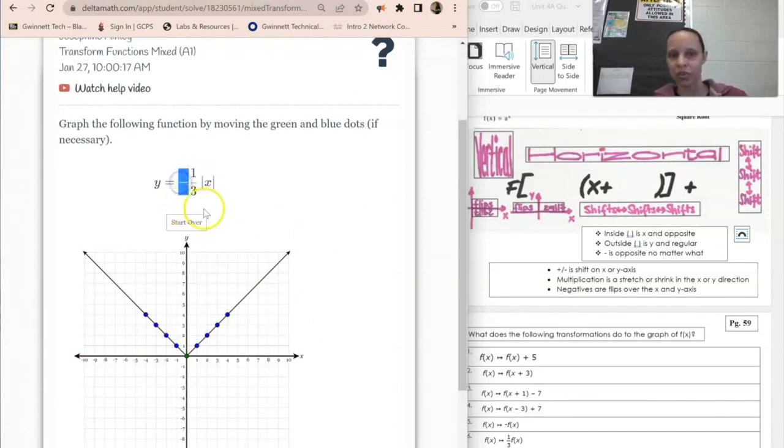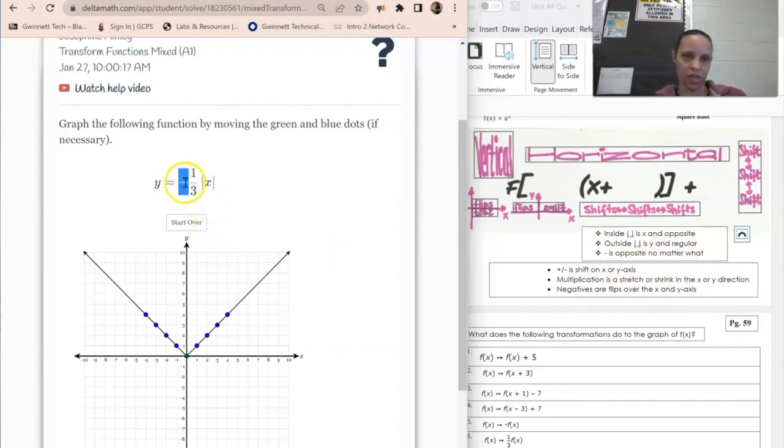All right, so I'm going to start with this negative. I'm going to ask these questions. Is it inside, outside, or is it a negative? It's a negative. All right, negative is opposite no matter what. So keep that in mind. Then you go to this. Is it adding and subtracting? Nope. Are you multiplying? Nope. It's a negative. Negatives are flips over the x and the y axis. And we just said it's opposite no matter what. So it's flipping opposite of what you think.